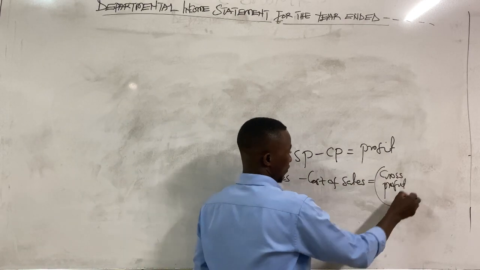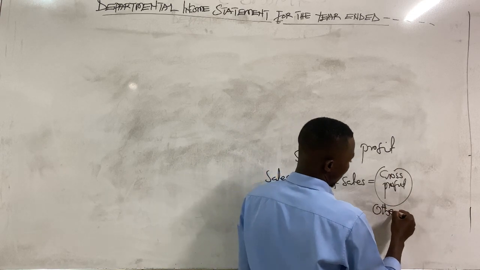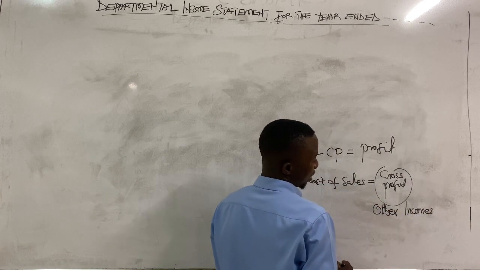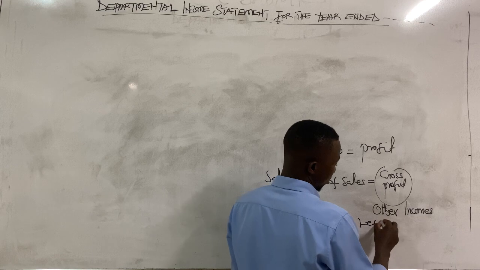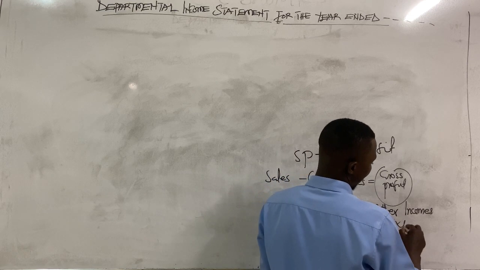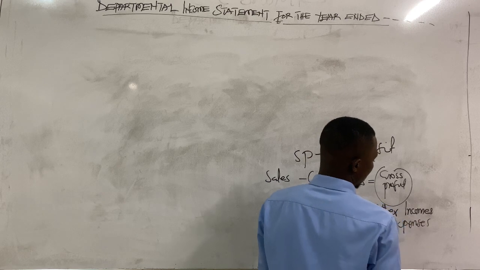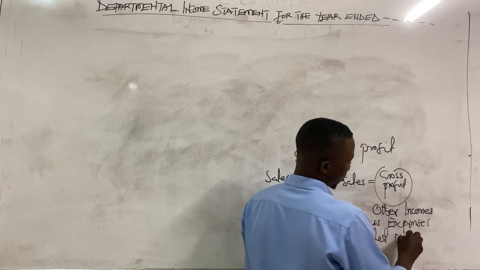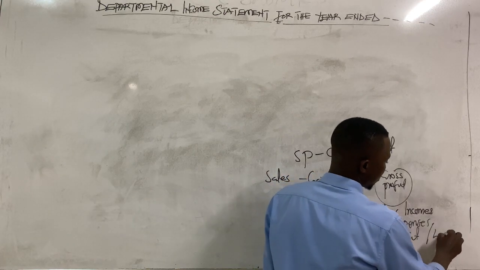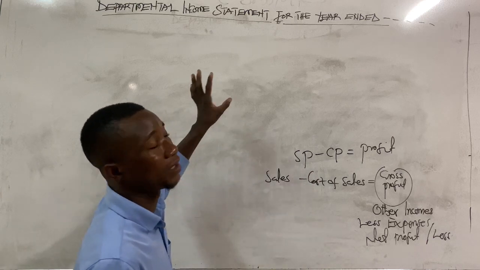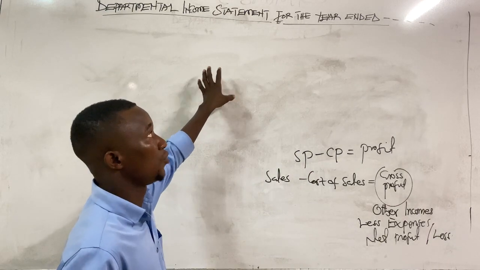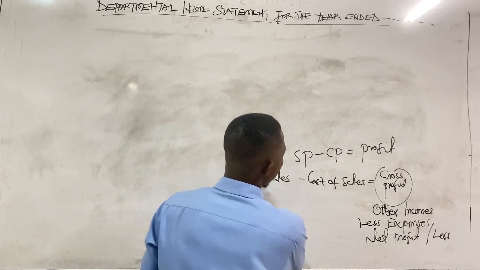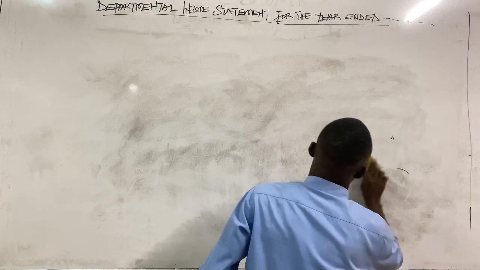After arriving at our gross profits, then add other incomes. After that, we less our expenses to arrive at our net profit or loss. So this is the dynamics of the departmental income statement. Just that we'll be preparing it for each department in a columnar form, okay? So let's see how we do it over here.